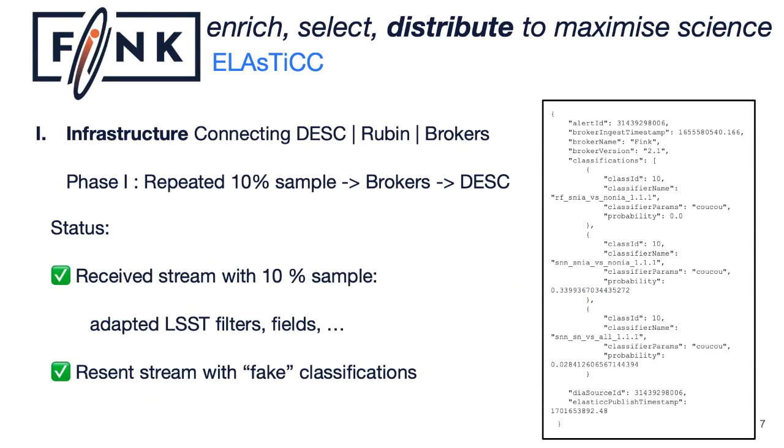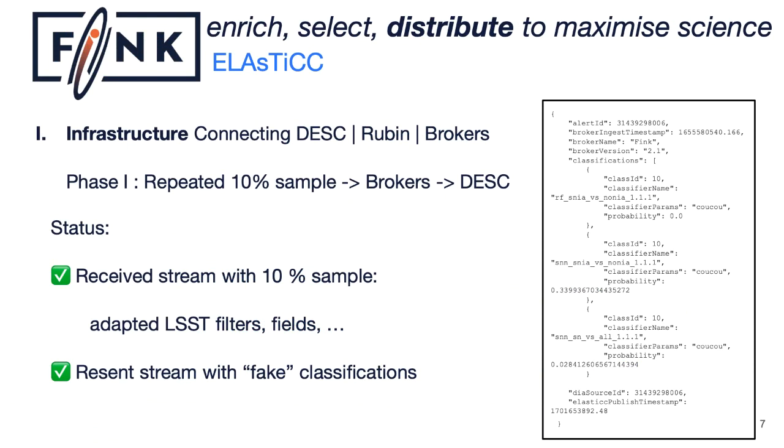And we have also resent the stream back with fake classifications. If you can see on the right, this is an example of what we sent back at one point. You can see that we have alert ID, when we ingested the alert, what version we are running, and you can see the classifications. And you can see the classifier params that is coucou. Coucou is in French, hello. So that tells you that our infrastructure engineer is French. So we have a little bit of French in our parameters back.